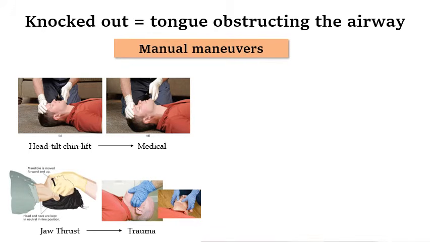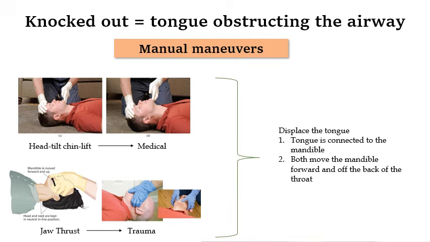By moving that mandible forward away from the back of the throat, we can still displace the tongue, but we don't have to move the skull around and risk moving the cervical spine that may be injured in the case of a trauma. Now, like I said, what both of these have in common is that they displace the tongue. These aren't maneuvers to necessarily visualize the airway.